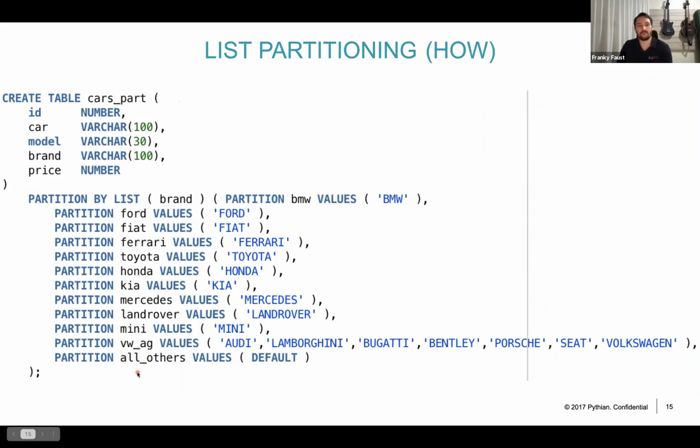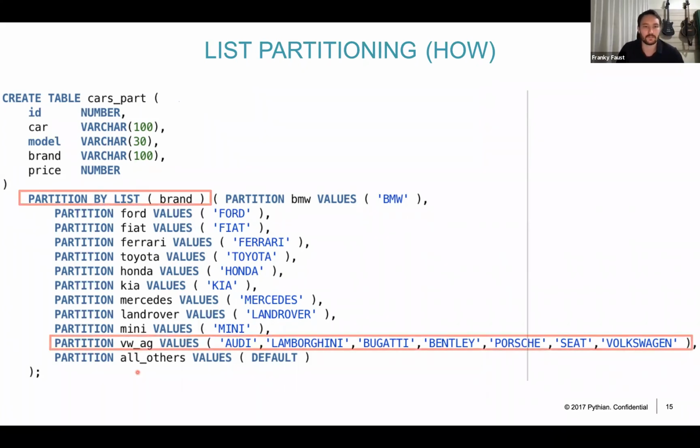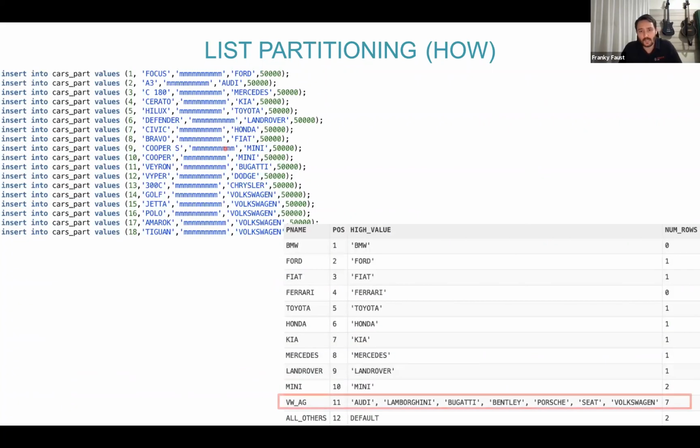So if we have a row that does not match any of the partition values that we specified, it will go to our default partition. And here we have some insert statements. So we have a few insert statements. And we see that for the VW_AG partition, we have 7 rows, but you see that we don't have 7 rows as Volkswagen.